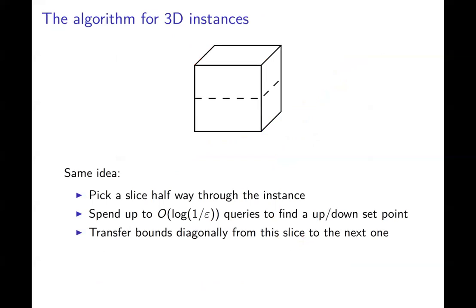Moving to the three-dimensional case, the algorithm for 3D instances uses the same idea. Therefore, we pick a slice halfway through the instance and spend up to a logarithmic number of queries to find an up or downset point, and transfer the bounds diagonally from this slice to the next one. However, the problem becomes more complicated in this case because the bounds cannot be simply defined as the interval we had in the two-dimensional case. So what do the bounds look like in 2D slices? It is a natural question to ask.